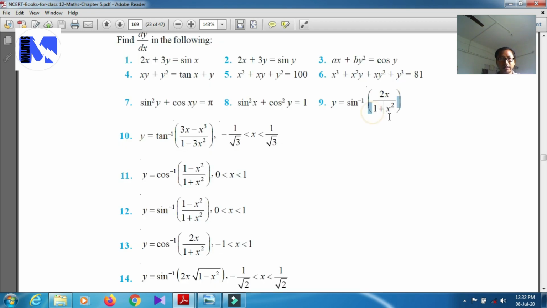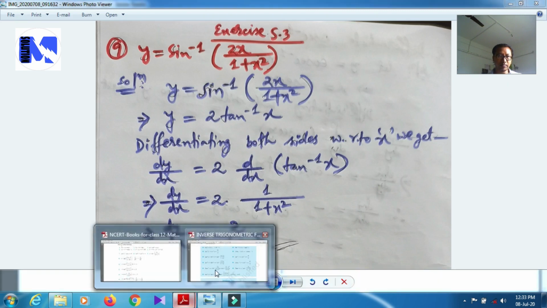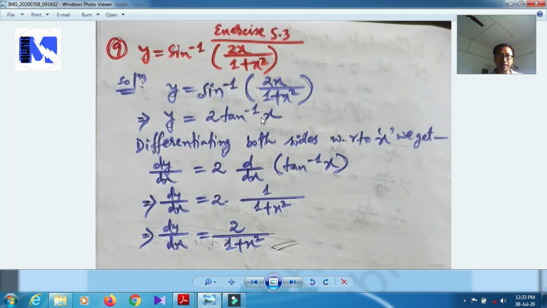Okay, question number 9, differentiate y equal to sin inverse of 2x by 1 plus x squared. So that we have to differentiate. This is the question, y equal to sin inverse of 2x by 1 plus x squared. This is the given part. Now why I have written 2 tan inverse x. Okay, this you got in the properties of inverse trigonometric functions. You can see here 2 tan inverse of x equal to sin inverse of this, and then cos inverse of this, and moreover tan inverse of this. So as the question is given in sin inverse of 2x by 1 plus x squared, that we can write in terms of tan inverse like this, 2 tan inverse of x. I have applied here. Okay, y equal to 2 tan inverse of x.